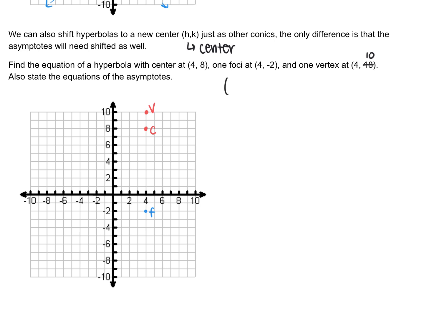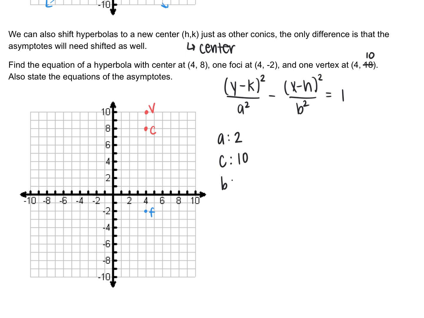So that tells me I'm going to be using the equation (y - k)² over a² minus (x - h)² over b² equals 1. So if you have a hyperbola whose major axis is the y-axis, not centered at the origin, this is the equation you would use. And we know a is our distance from our center to our vertex. So to go from (4, 8) to (4, 10) is a distance of 2. c is our distance from our center to our foci. To go from (4, 8) to (4, -2) is a distance of 10.